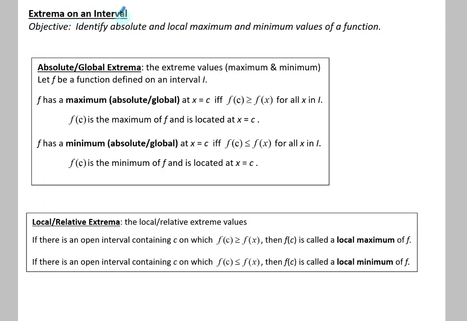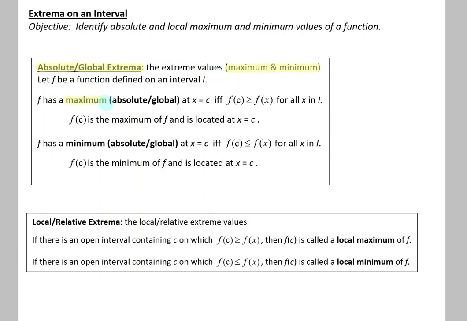Extrema on an interval. Our objective is to identify absolute and local maximum and minimum values of a function. Let's begin with the absolute, also known as global extrema. These are the extreme values, the maximum and minimum values. Let f be a function defined on an interval I.